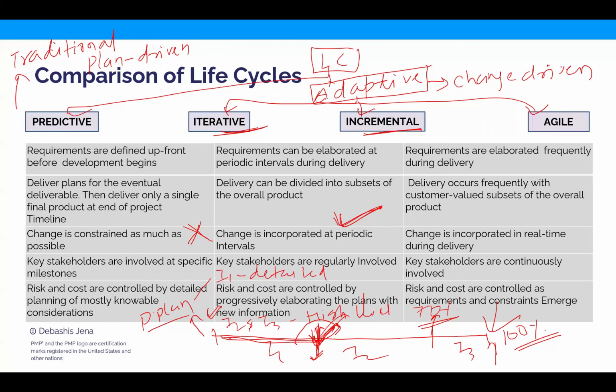So another name for adaptive is change driven. Why change driven? Because these life cycles are open to changes, as I said, unlike predictive, which was not open. So we call that plan driven, and these are change driven.